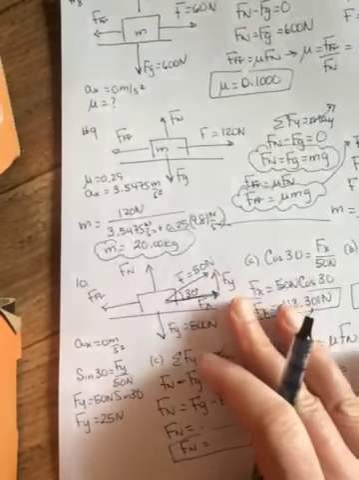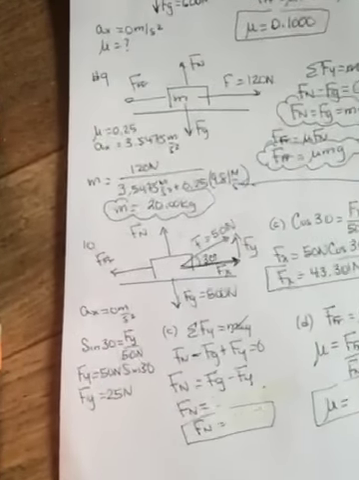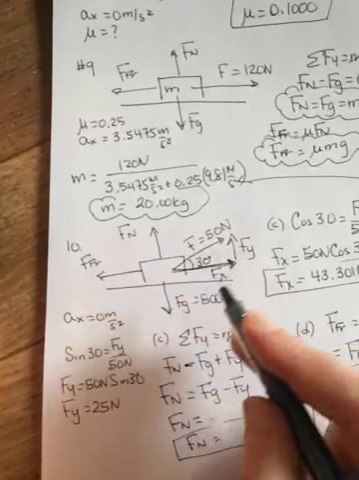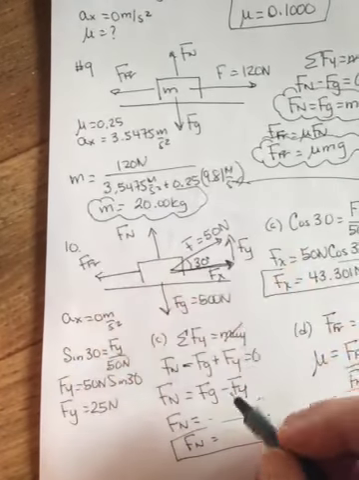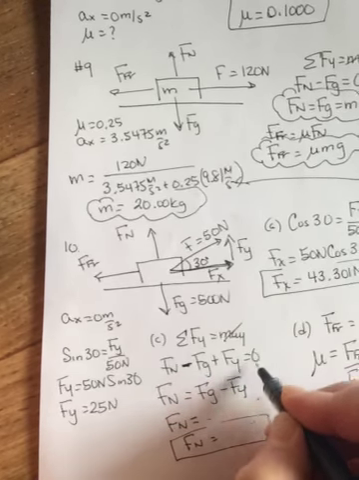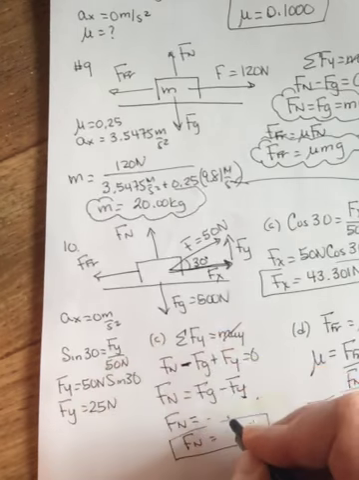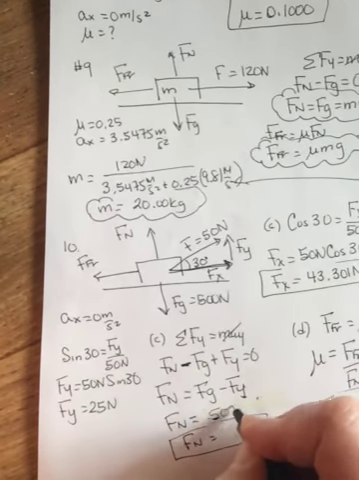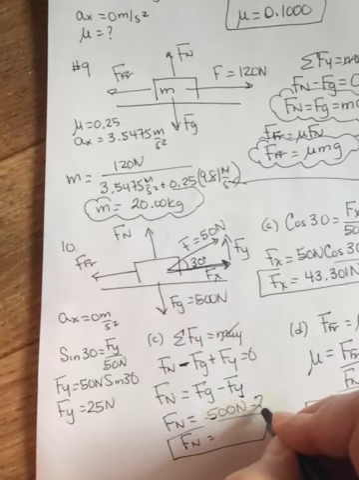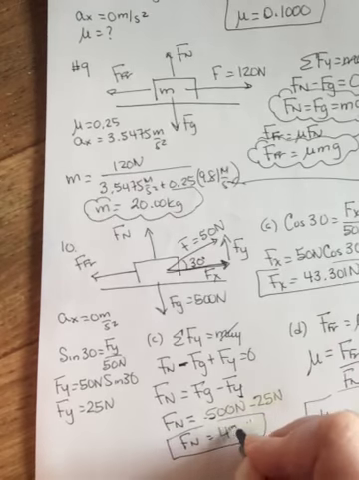All right, so at the end of the last video, we were in the midst of 10C, trying to find the Fn. So we had done Fn was going up, Fg was going down, Fy was going up. So Fn minus Fg plus Fy, take the Fg and the Fy over, and now fill in your numbers. They gave us Fg, it was 500 newtons. We found Fy earlier, it was minus 25 newtons. And when you subtract, you get 475.